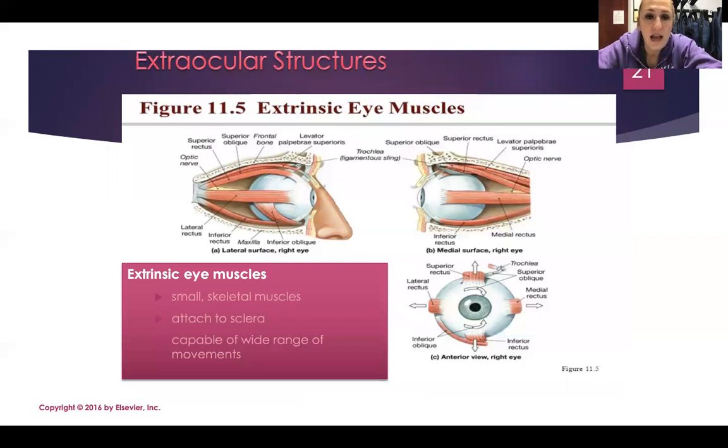Extraocular or outside of the eye structures are muscles. They're called extrinsic eye muscles, which are extraocular, and those muscles physically attach to the sclera or that fibrous white of the eye. They're small skeletal muscles because, you know, you can move them on your own. Move your eyeballs right and left, up and down, round in a circle. Ooh, you're making myself dizzy.